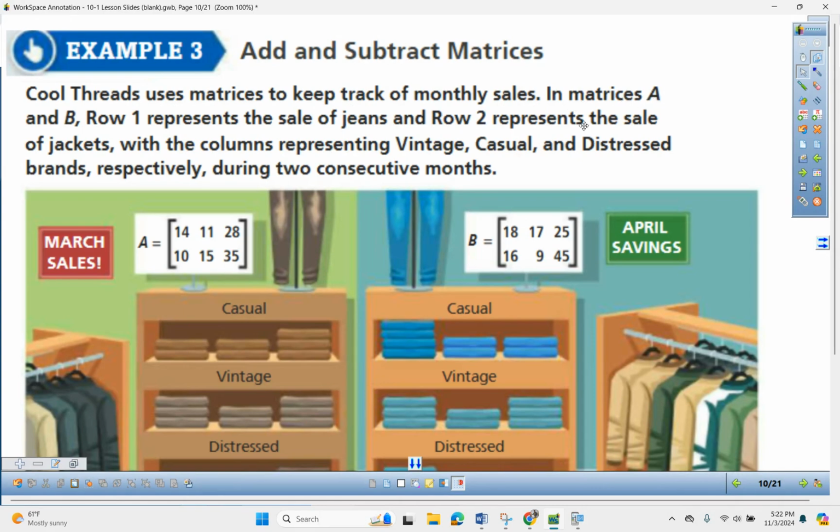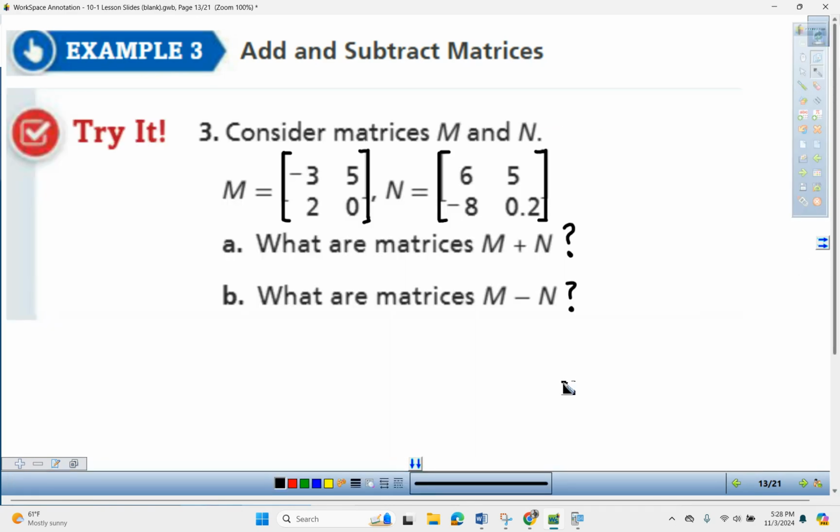Okay, in matrix A, that's this guy down here, and matrix B, row 1 represents the sale of jeans. So that's jeans for March, and this is the sale of jeans for April. Row 2 represents the sale of jackets. So again, it's the same thing as we did before. But the columns represent vintage, casual, and distress brands respectively during 2 consecutive months. Very nice. Okay, here we come to example 3, add and subtract matrices.